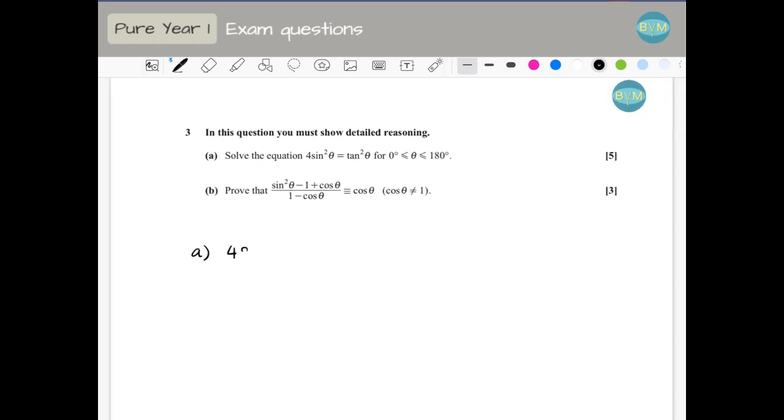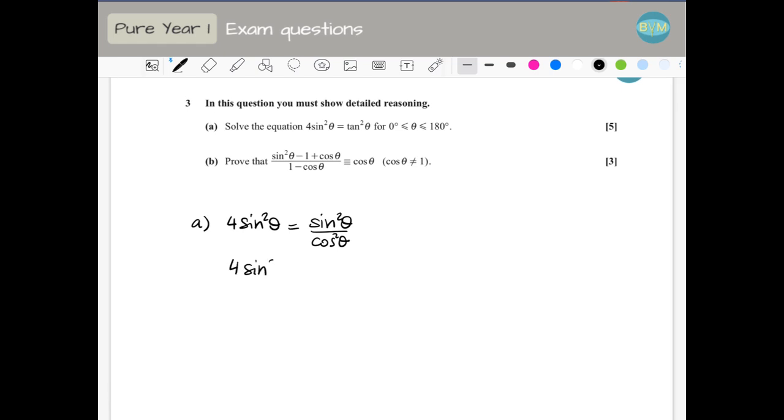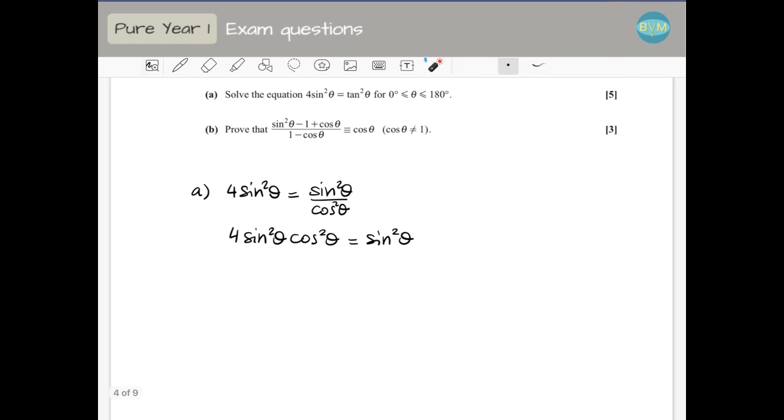So I'm going to write 4 sine squared theta is equal to sine squared theta divided by cos squared theta. And now I'm going to multiply everything by cos squared. So I have 4 sine squared theta cos squared theta equal to sine squared theta. Now we have sine squared here and sine squared here.